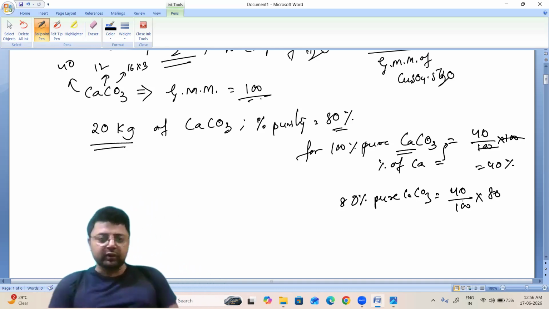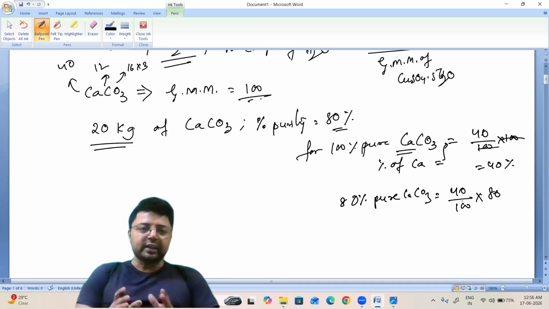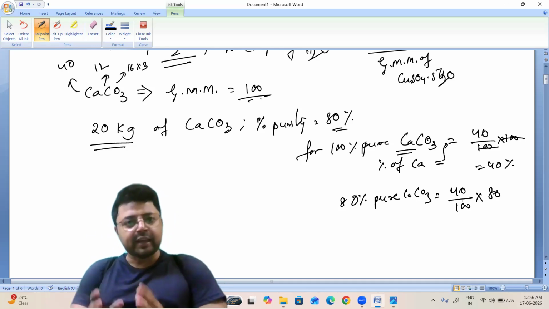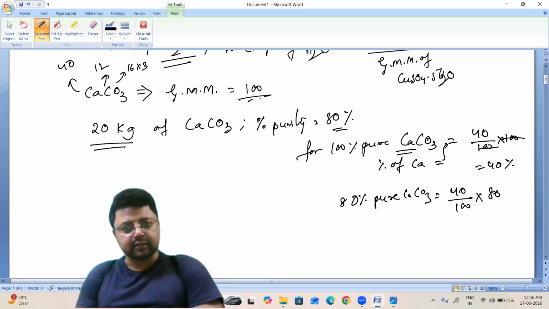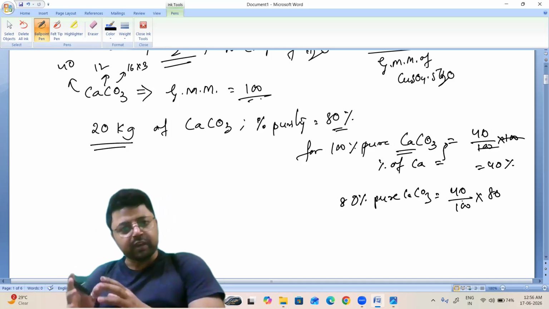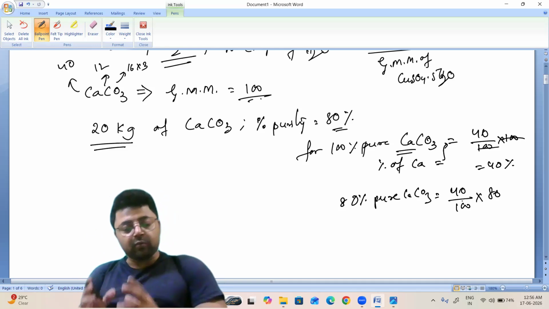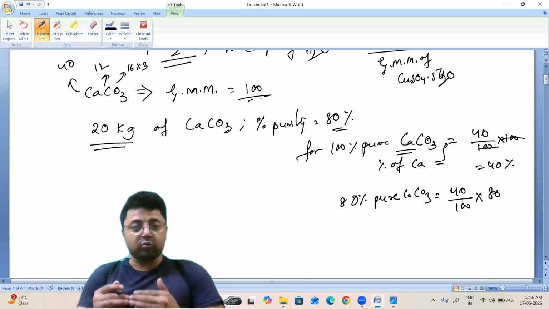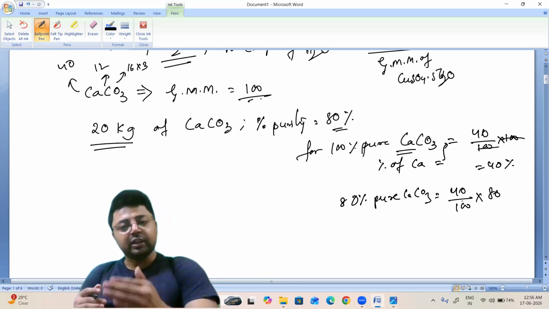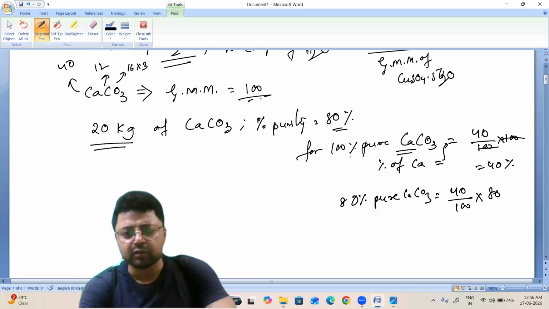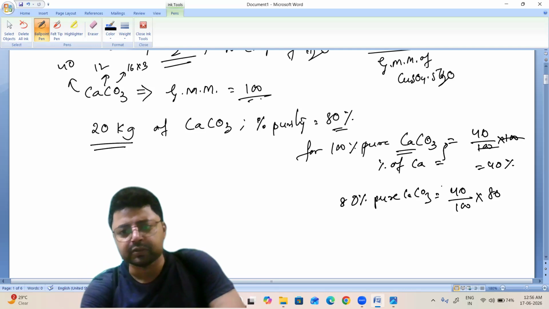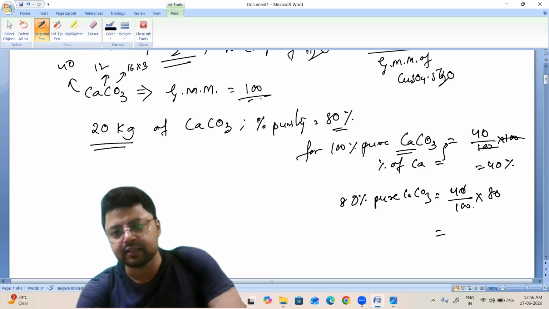So this is a very simple thing to understand: you are performing a unitary method to get your answer. For 100% pure calcium carbonate, you will have 40%. 40% will be your percentage composition of calcium. Now, if you come down to 80% pure calcium carbonate, it will be just a unitary method. If it is 40 for 100%, then for 1% it is 40 by 100, and for 80% it is 40 by 100 times 80. So from here, you will easily get 32% pure.